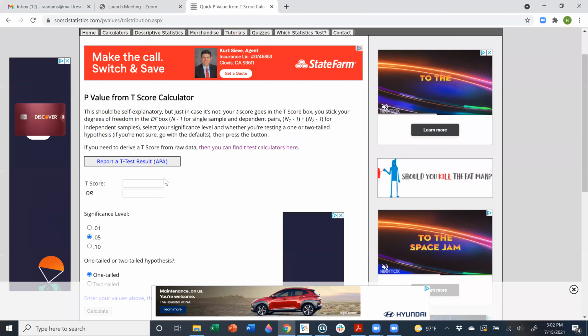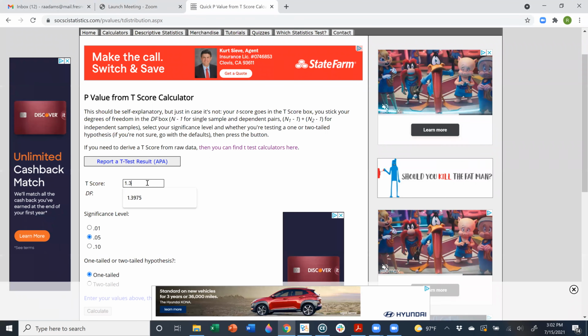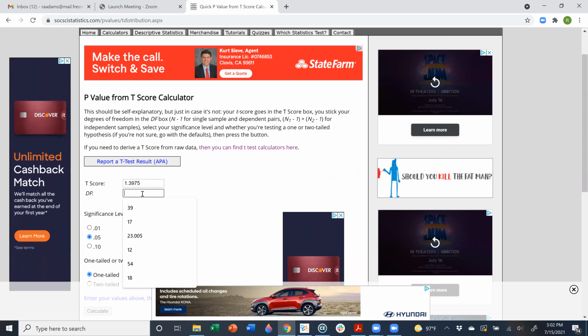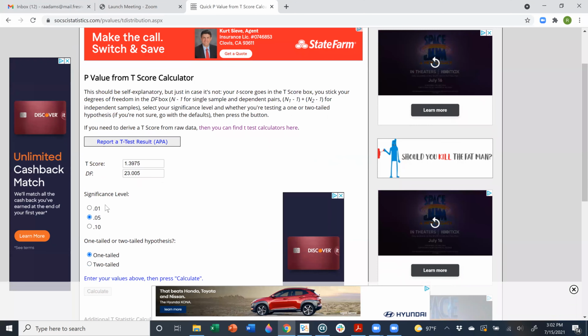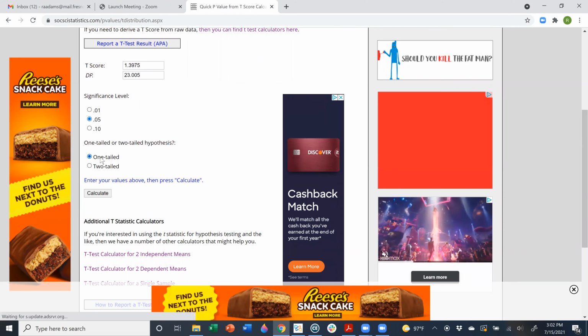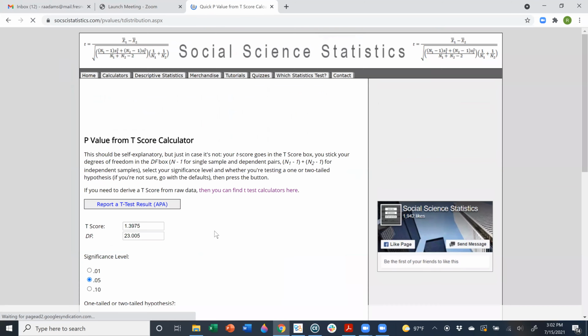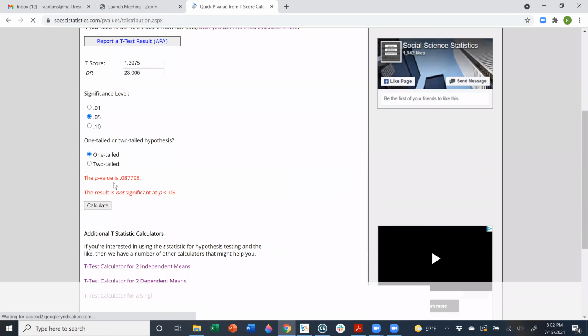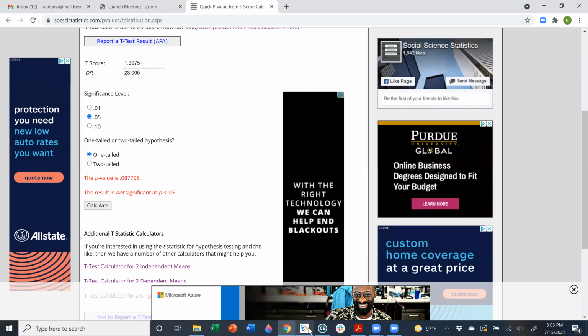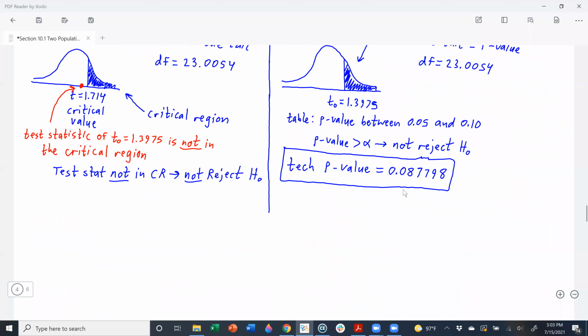1.3975. And the degrees of freedom, which was definitely a hassle to calculate, that was the 23.005. And it won't let me go any more decimal places than that. Okay, so that's plenty. The significance level is 0.05, so I'll leave that checked. We are doing a one-tailed, okay, it's right-tailed, but just keep it as one-tailed and click calculate. Okay, so it tells us that the p-value is 0.087798. And I believe that's what we wrote, 0.08779.